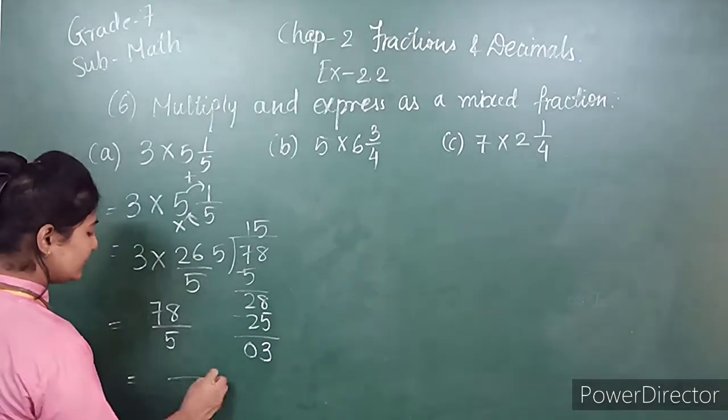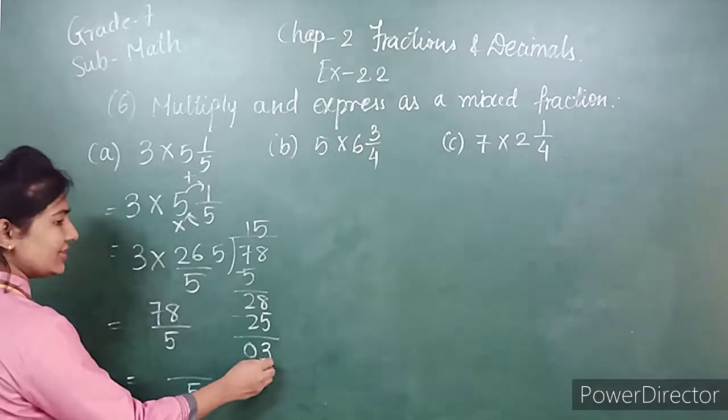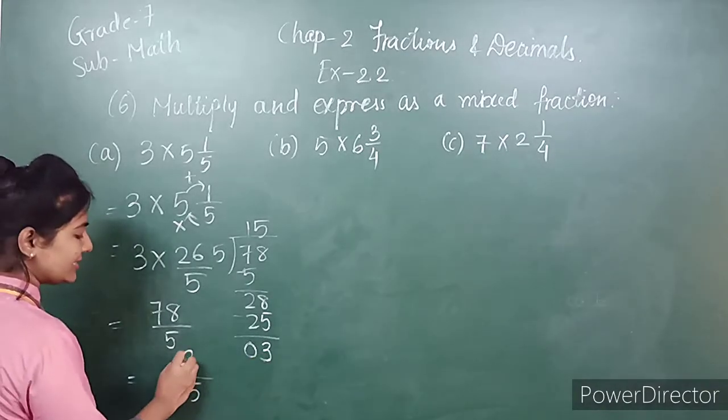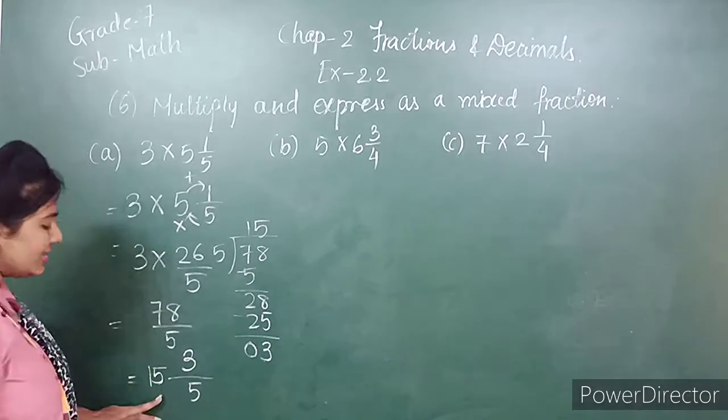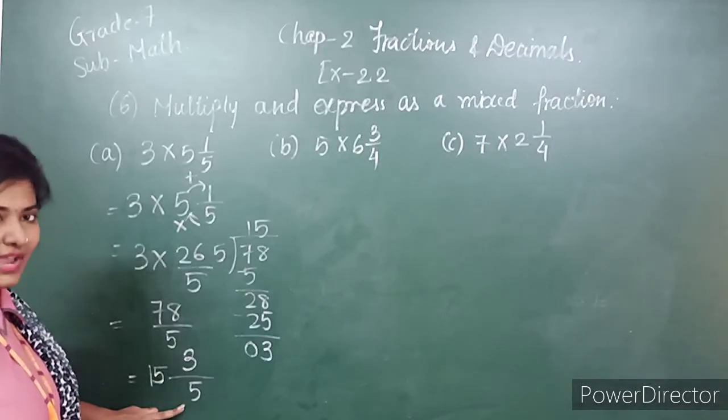So here we have to write 5 in the denominator and this 3 which is the remainder we have to write upward, and this 15 we have to write on the side. So our answer is 15 3 by 5.